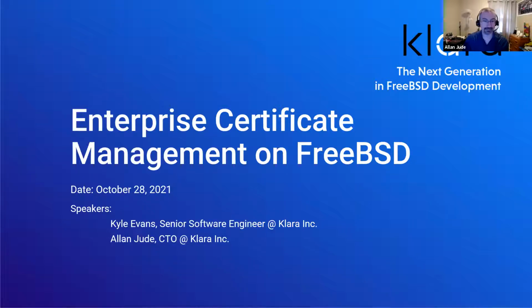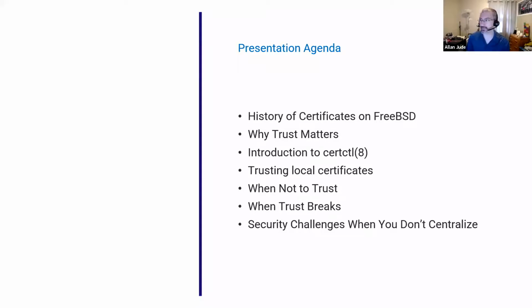So today we're going to be talking about certctl, which is a tool for managing the trust chain of certificates on FreeBSD. So we'll start with a quick history of how certificates used to work on FreeBSD, why that was a problem, why we wanted to fix it, and then how we introduced certctl and how that works and how you can use it to manage your local trust store. And we'll also talk about when you don't want to trust certain things and what to do when things break down.